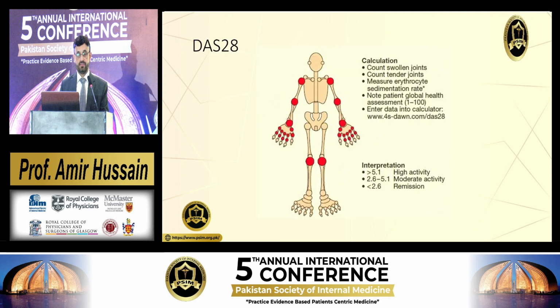Now, you measure the disease activity by this Disease Activity Score 28, in which it takes into account the number of the joints which are involved, the number of the joints which are tender, ESR, and the global health assessment. And all of them are put into a calculator which gives you a value. If the value is less than 2.6, it means that your patient is in remission. If it is between 2.6 to 5.1, it means that the patient has moderate disease activity. And if it is over 5.1, it means that the patient has high disease activity.